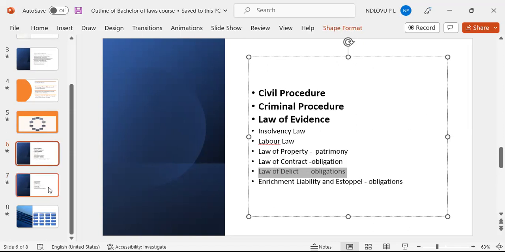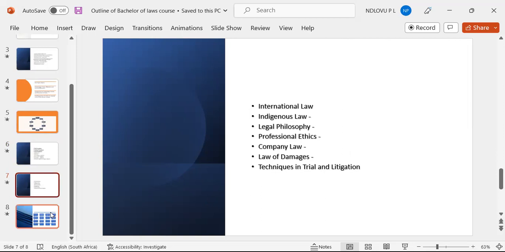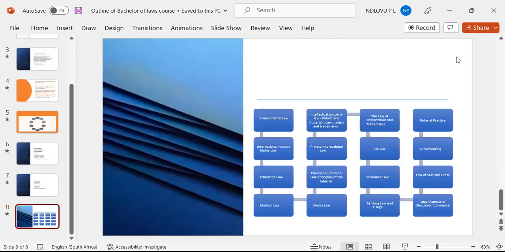You must understand that part. And then, last but not least, you must understand that there are many other branches of law that have emerged in recent years.